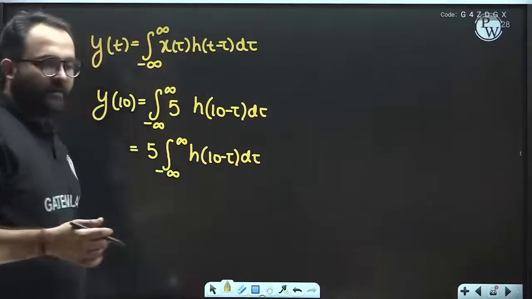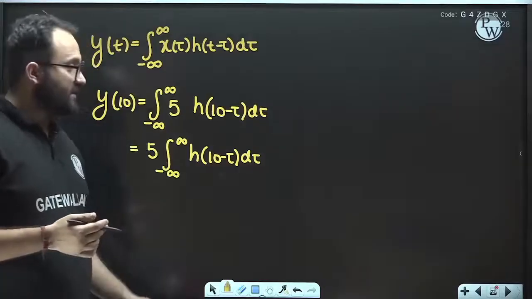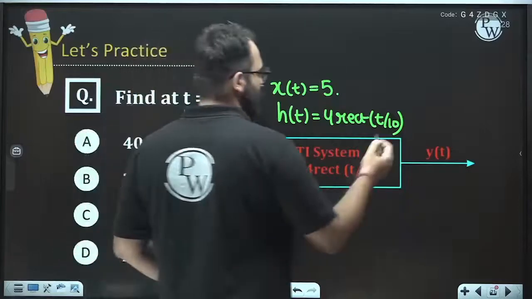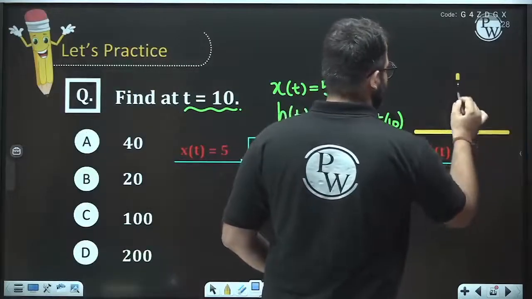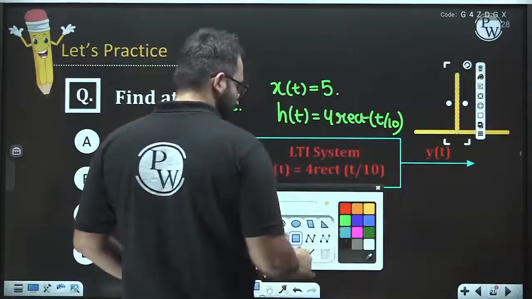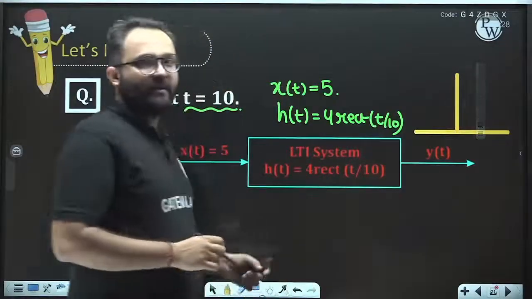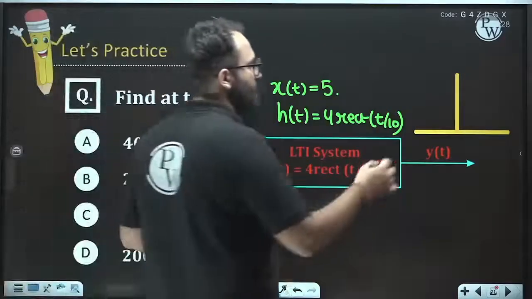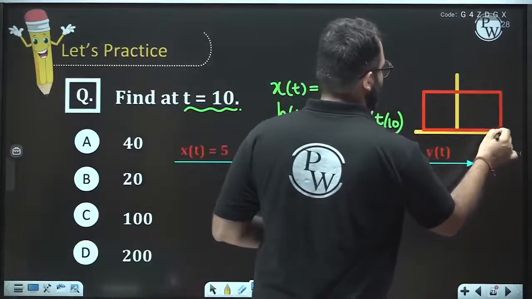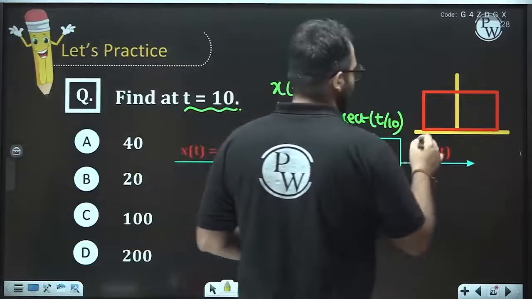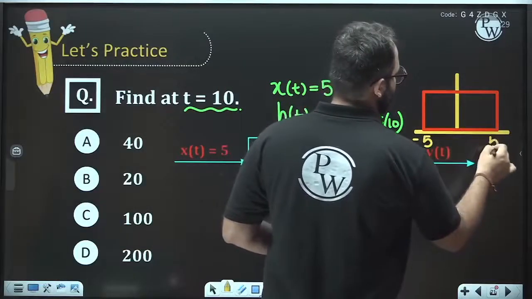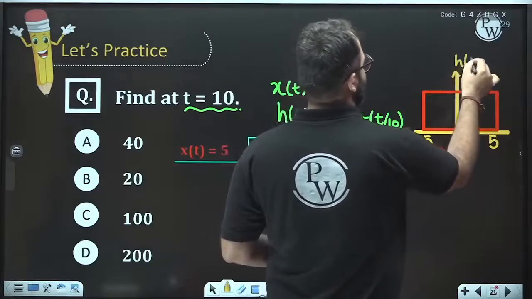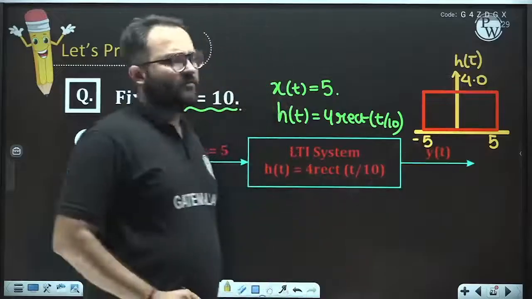Now we know that h(t) is a rectangular signal. And what is this h(t)? We can easily draw it. It is a rectangle which has height 4 from minus 5 to 5. Height is 4. This is your h(tau). h(t) or h(tau) doesn't matter.